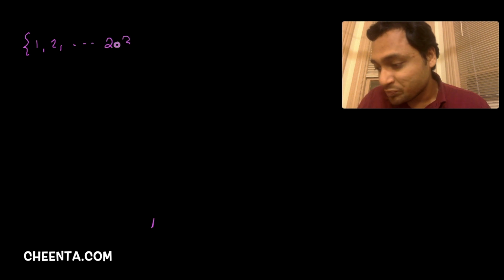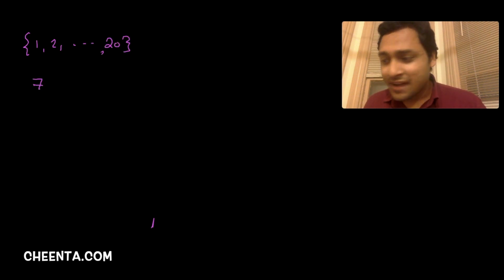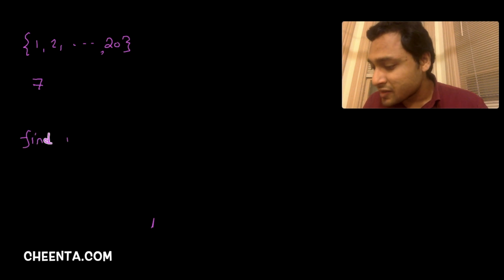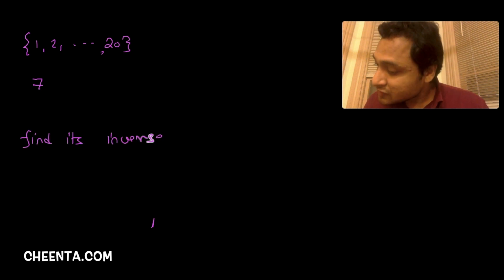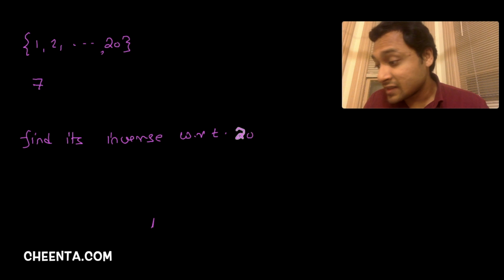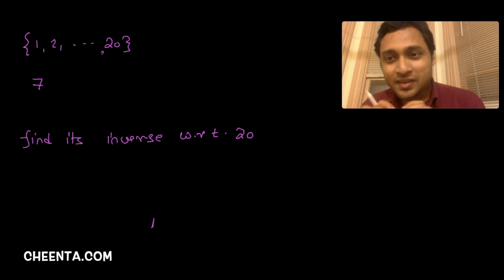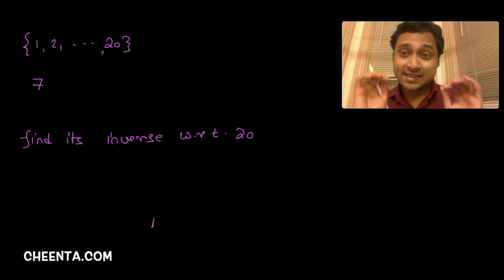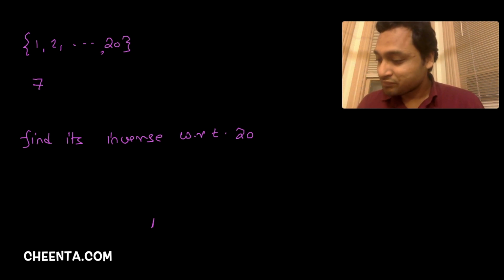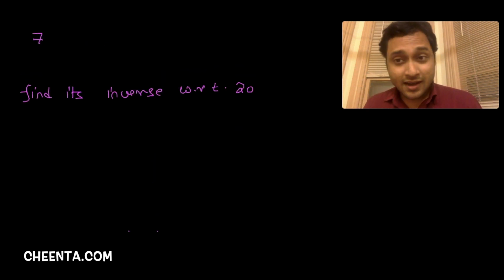So let's take the set from 1 to 20, and let's take the number 7 again, and find its inverse with respect to 20. Can you do that using the Euclidean algorithm? And it should work because the GCD of 7 and 20 is 1. So you can pause the video here and try it yourself once. Otherwise, you can keep on watching.